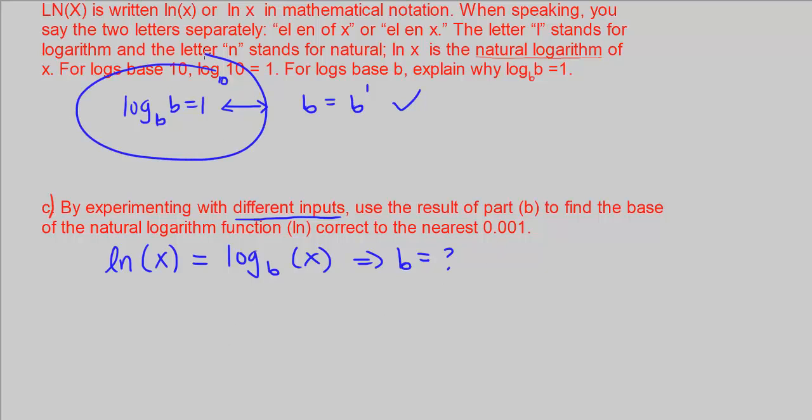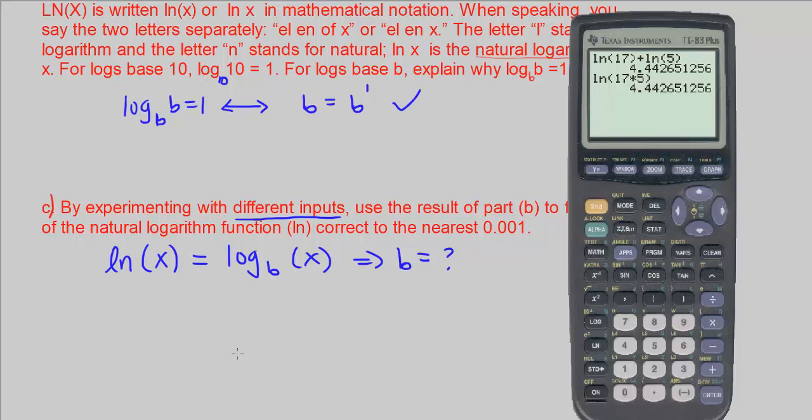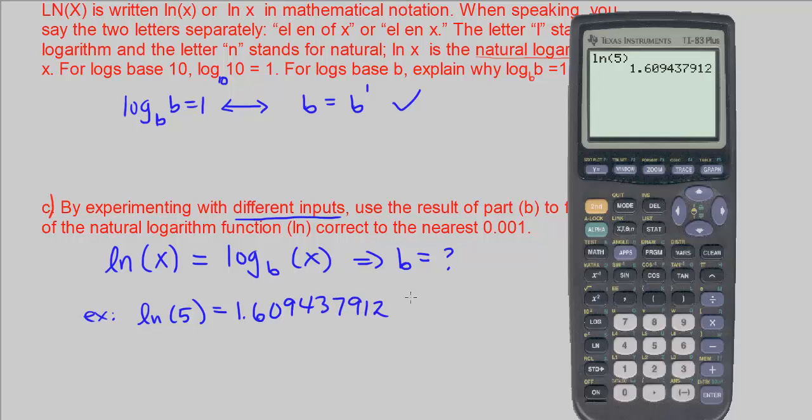So given that this is true, right, let's go ahead and test out some different values. So you could pick pretty much your favorite number, right, that is positive, because the input to a log has to be positive. So I'm going to try, for example, ln of 5. Okay, so ln of 5, so I'm going to write that example. ln of 5 equals, and I'm not going to round here, I'm going to write this whole string of numbers, 1.609437912.